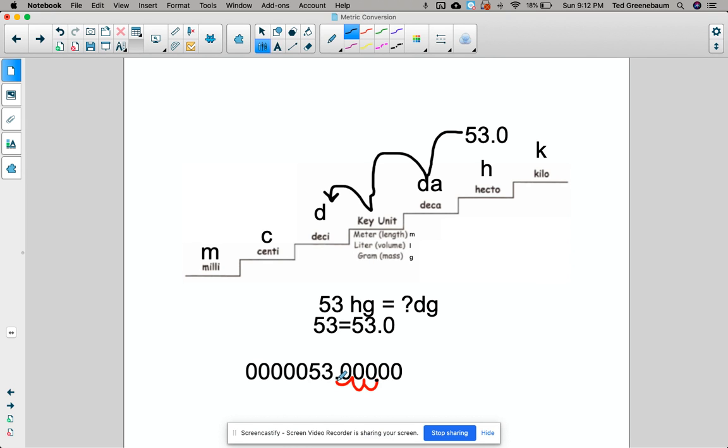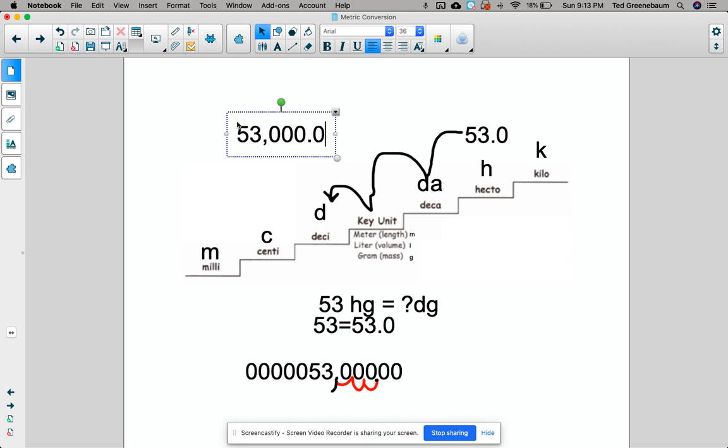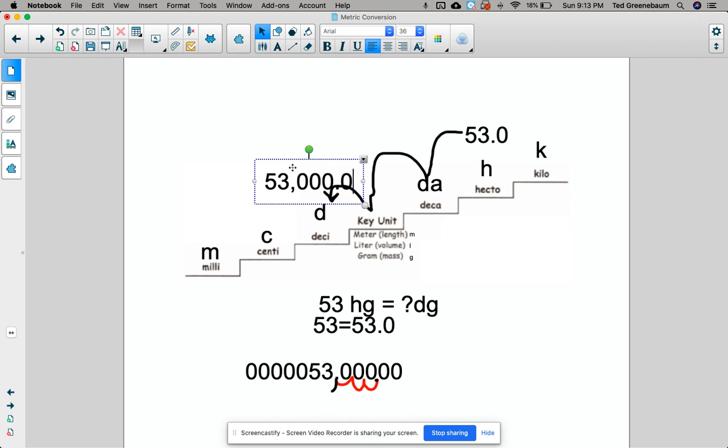Now I'm going to replace my decimal point right here, and I'm going to remember my commas. After 3 zeros, there's a comma. My new number is 53,000. So 53 hectograms is the same mass as 53,000 decigrams.